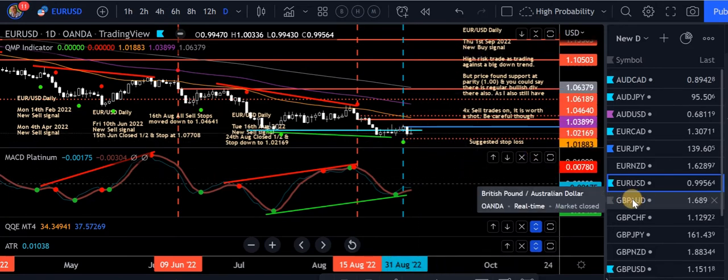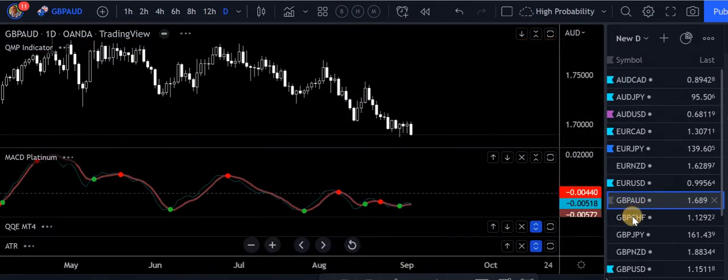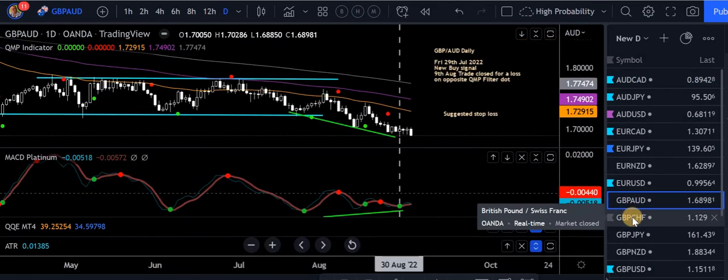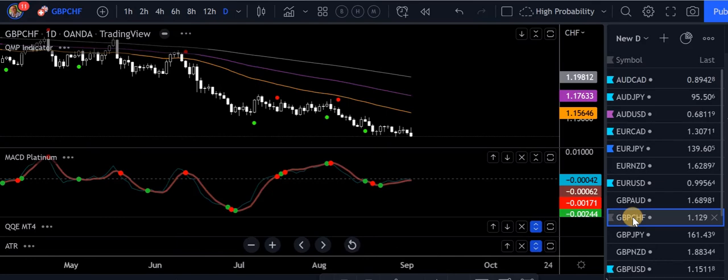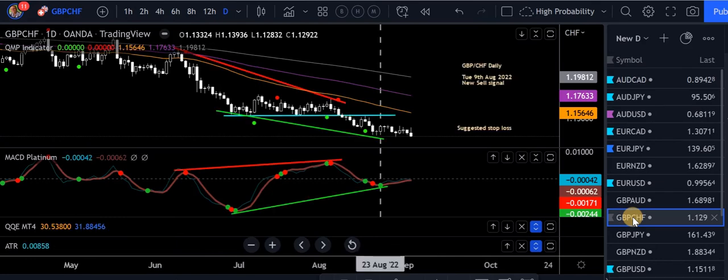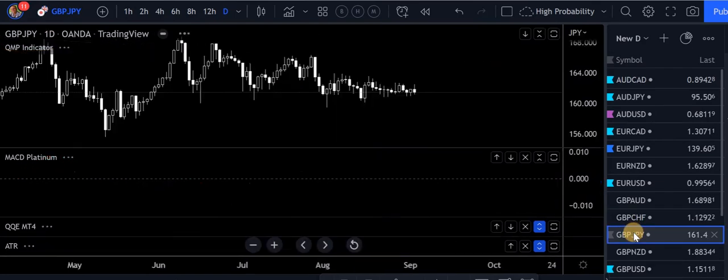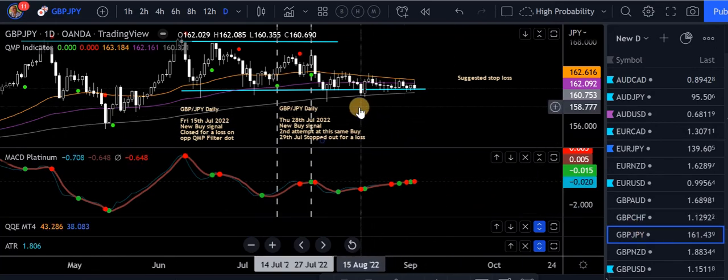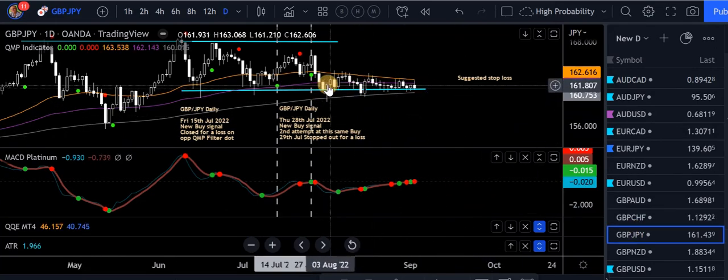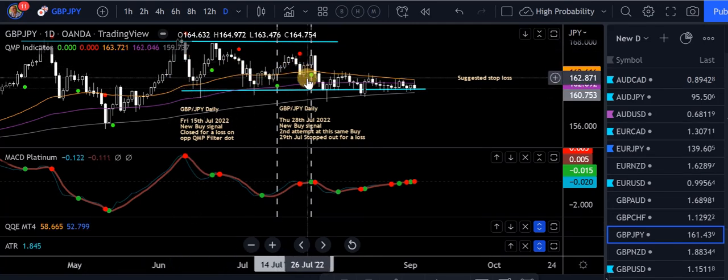Now these pound pairs, I'll just quickly go through them. There's a pound Aussie. Yeah, ugly going down. Pound Swiss, same deal, not much happening. Pound yen. Now this is a pair that everyone loves to trade, and it's just going sideways. Have a look at that. This is a pair that normally moves pretty good. Yeah, that's over a month of just absolute rubbish there.